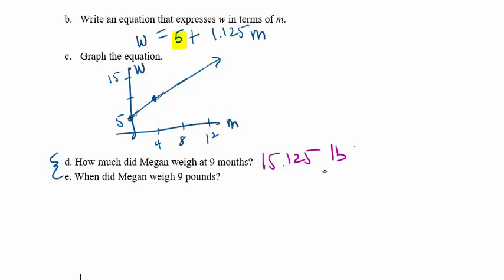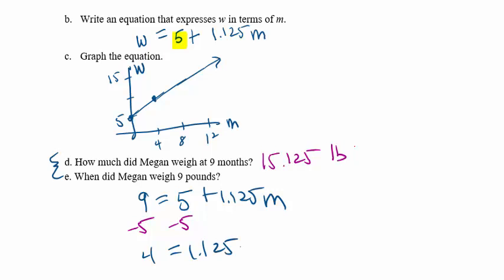And then when did Megan weigh 9 pounds? We can say that the weight is 9. So 9 equals 5 plus 1.125 M, and solve this equation for M. Okay, so subtract 5 from each side, and we get 4 is equal to 1.125 M, and then divide both sides by 1.125. So we end up with M equals 4 over 1.125, which is about 3.6 months.